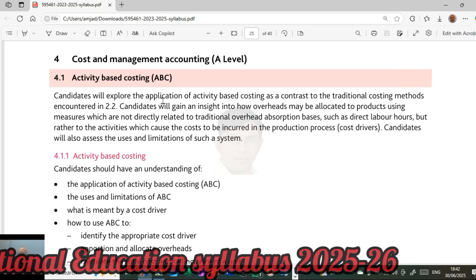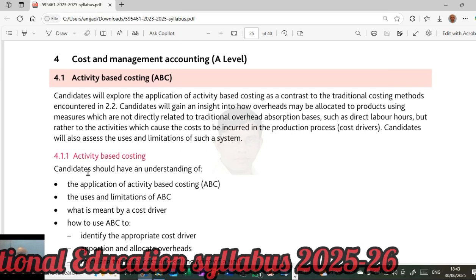Candidates will be questioned on the application of activity based costing as contrasted with the traditional costing method. You will be asked to work out questions related to overheads, which you already learned in AS level. This is a further step ahead. Candidates will be given an insight into how overheads are allocated to products using measures which are not directly related to traditional overhead bases such as direct labor hours, but rather the activities which cause the cost to be incurred in the production process. Cost drivers: candidates will assess the uses and limitations of such a system.